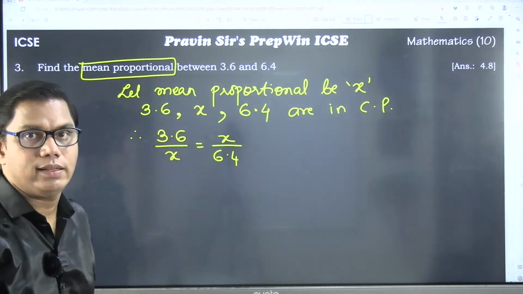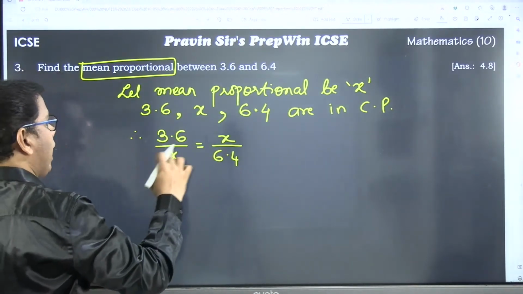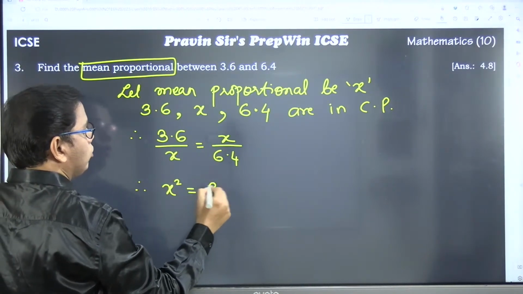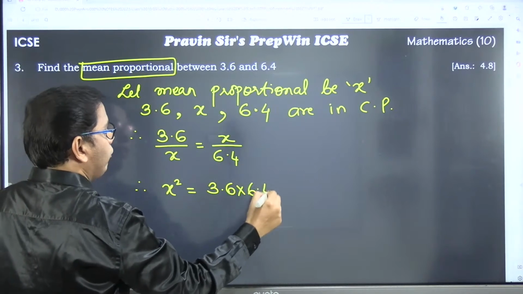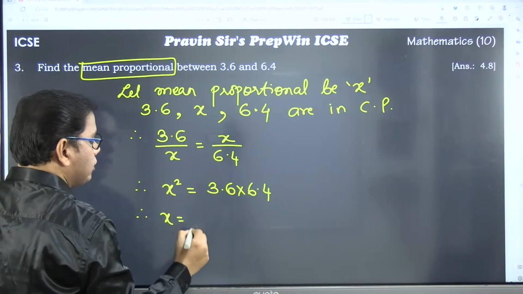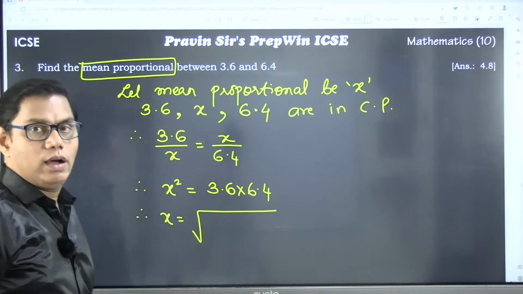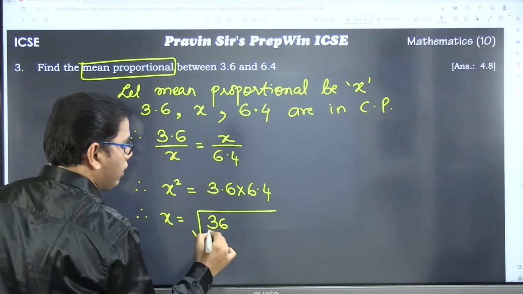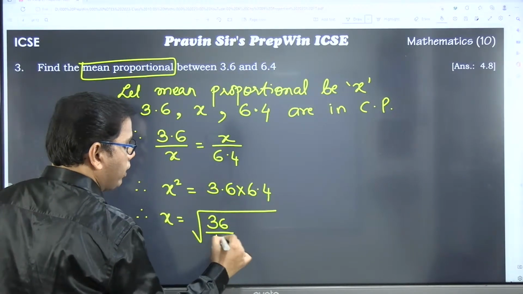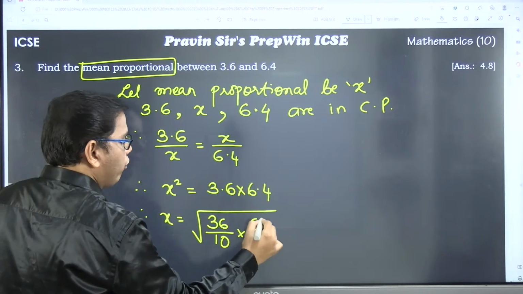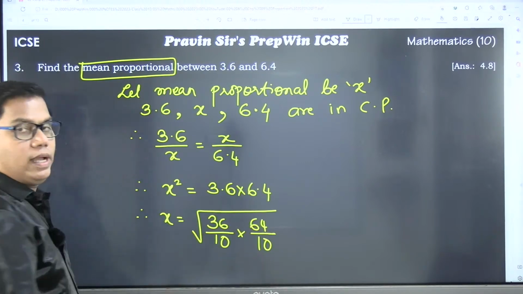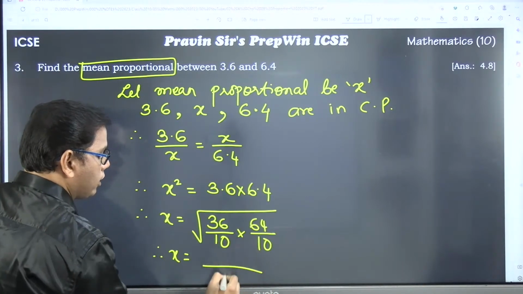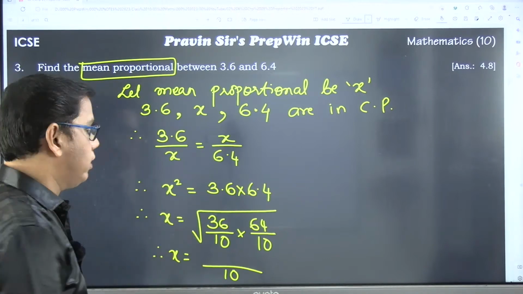Why can I write it like this? Because x is the mean proportional. On cross multiplication, I get x square is equal to 3.6 into 6.4. Square goes to the other side and becomes square root. Okay, take square root on both sides. I don't like writing decimal points, so 36 upon 10, and 64 upon 10, so I removed the decimal. Therefore, x is equal to how much? 10 is twice inside the root, so I am going to write it only once outside the root.